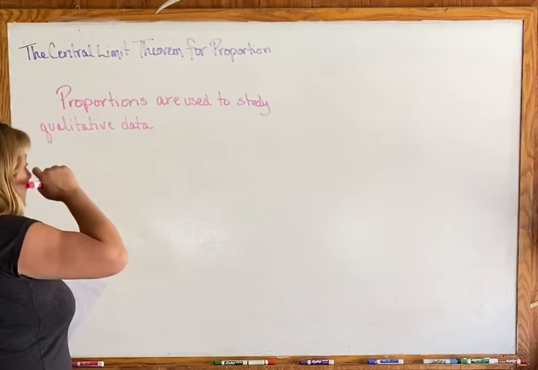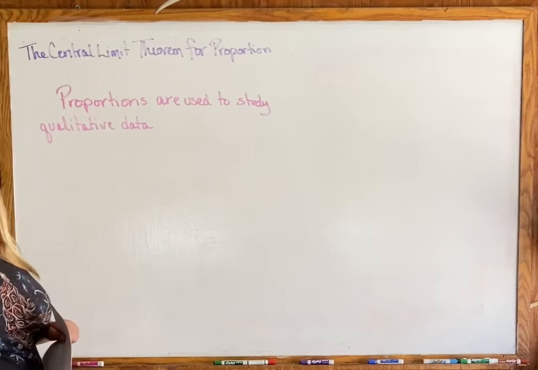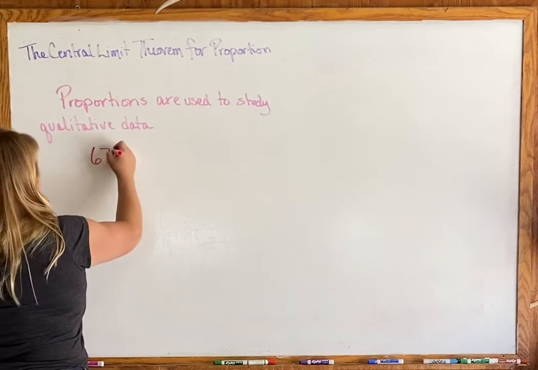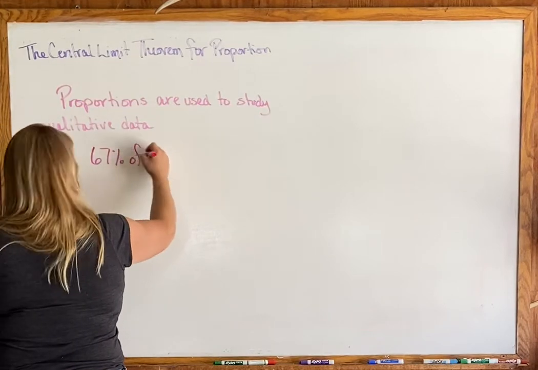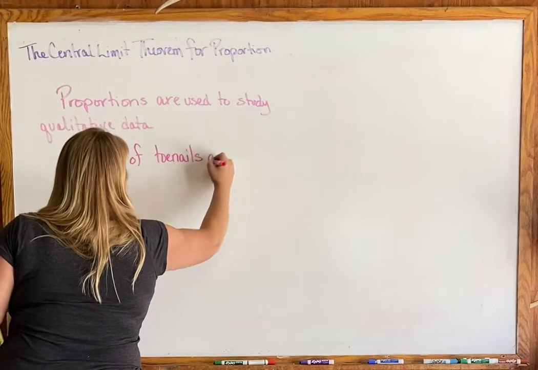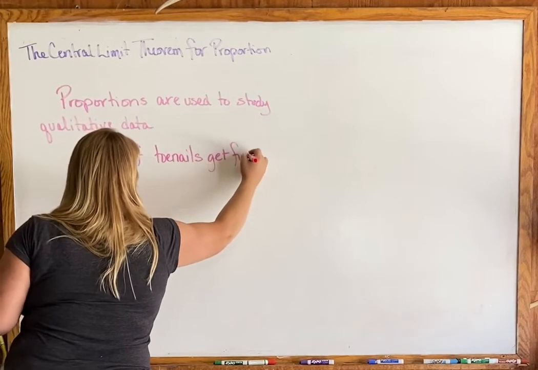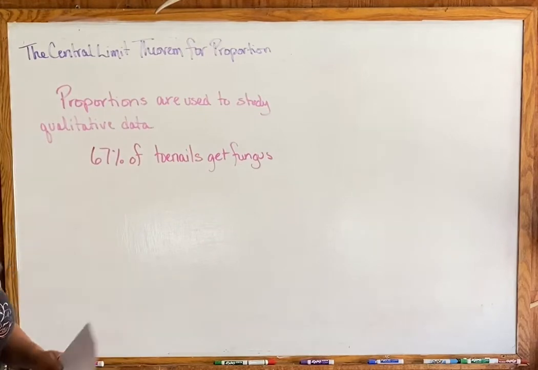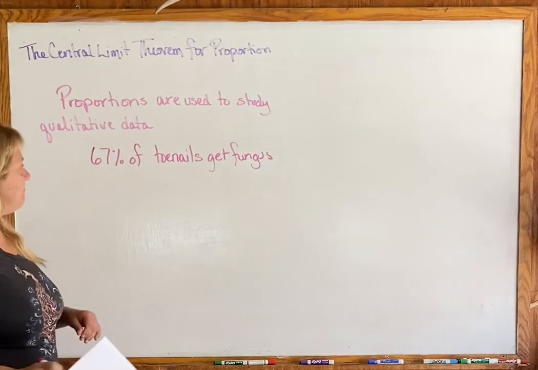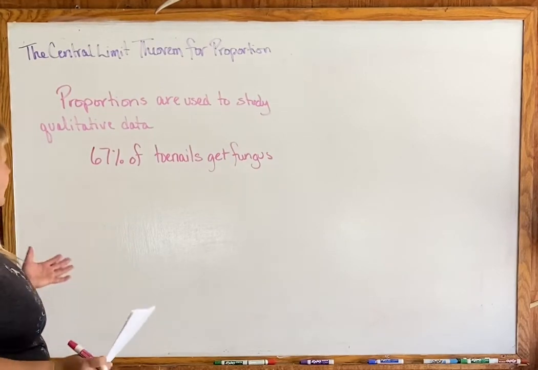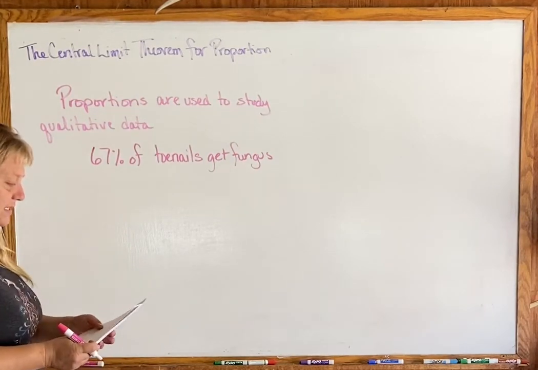And like I said, we've seen this before when we were in our probability section. So examples like this: 67% of toenails get fungus. Again, made up world, I'm just making up examples. Do not go telling people this is what you think, okay? I'll let you know if any of them are real. So 67% of toenails get fungus.